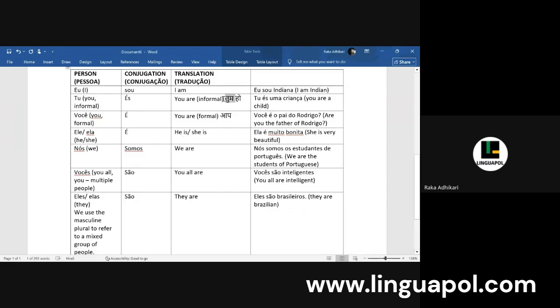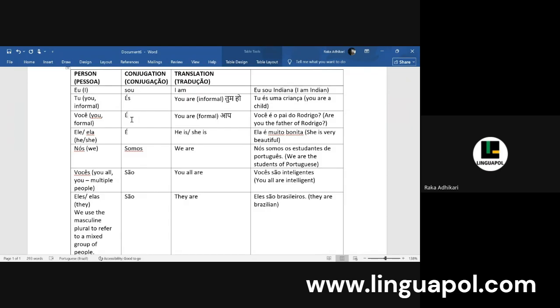So this is informal. It means tum ho. Tu és uma criança. You are a child. Okay? Tu és uma criança. Then we saw você, which is again you but formal. Okay? So with você the conjugation is again é. This is an e with accent. It's called é. Okay? Now você means आप.